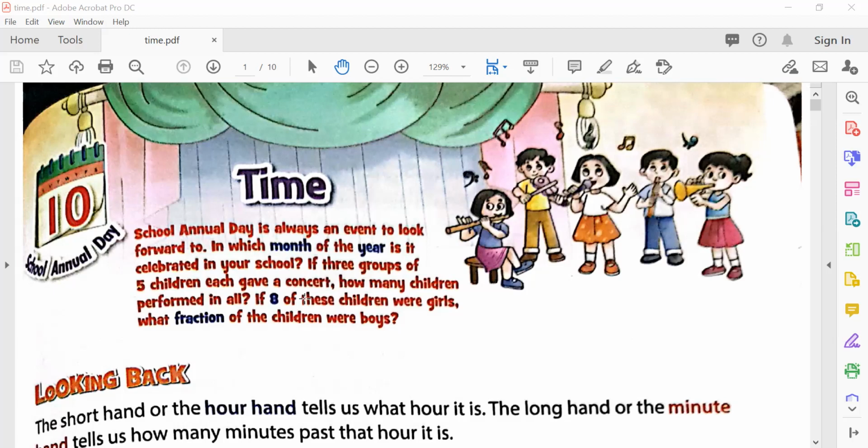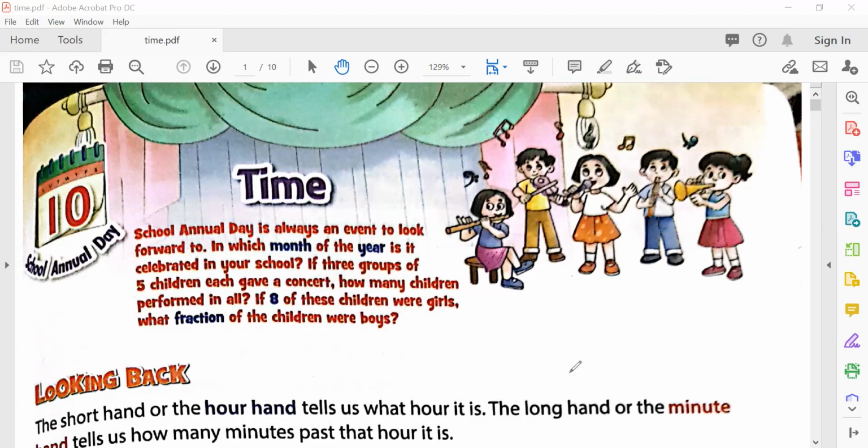When we do fraction, we write the total number in the denominator. So the girls were 8. What was the fraction of girls? 8 out of? Total number how many? 15. So the fraction of girls will be 8 out of 15.